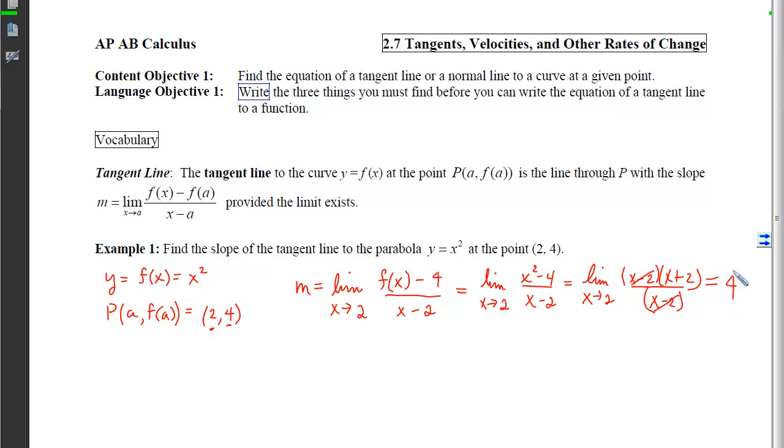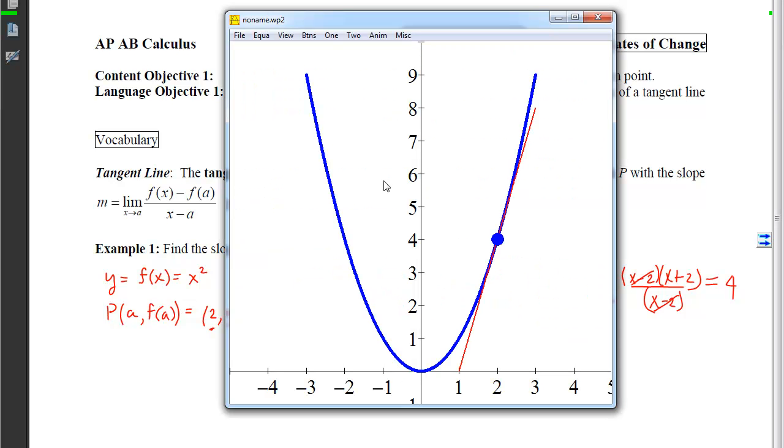I can then compute the limit and get 4. So what does this tell us? It tells us that the slope of this curve at the point 2 is equal to 4. If we look just at a picture here, here's that parabola that I've graphed, the x squared, and at the point (2, 4), I have a slope of a tangent line that equals 4.